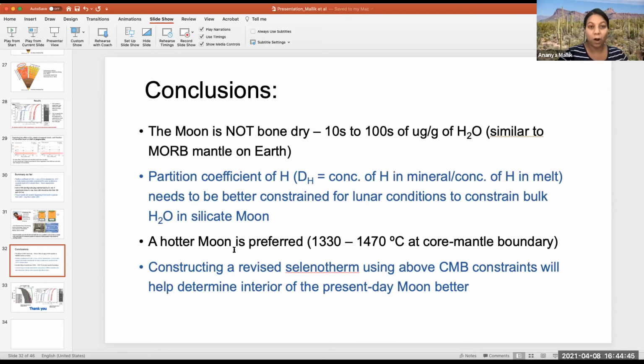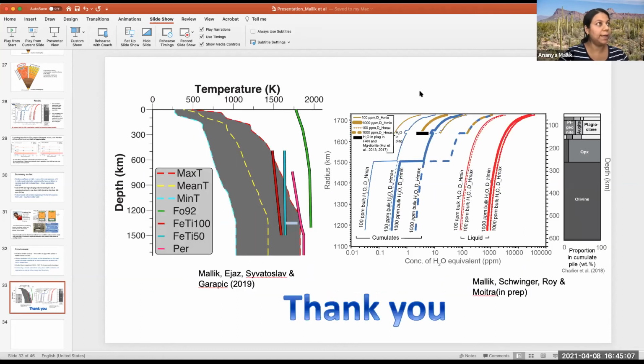In terms of how hot the moon is, from the first part of the talk, we see that a hotter moon is preferred. In other words, a core mantle boundary temperature of about 1330 to 1470 degrees C. And then, as I said, we will be constructing a revised selenotherm using these core mantle boundary temperature estimates to help determine the interior of the present day moon better. So that's where I will end, and I'm happy to take questions.